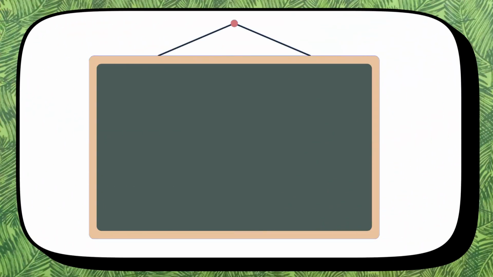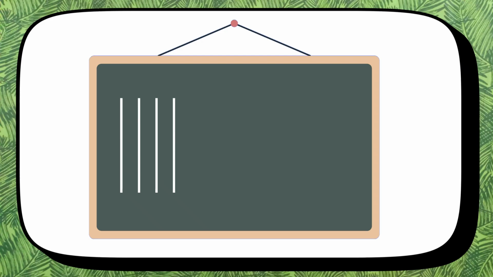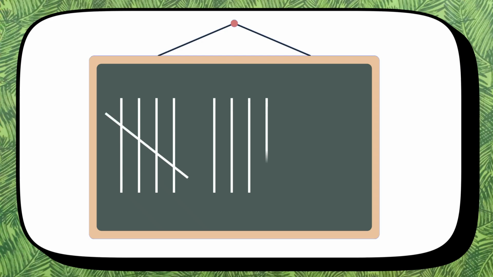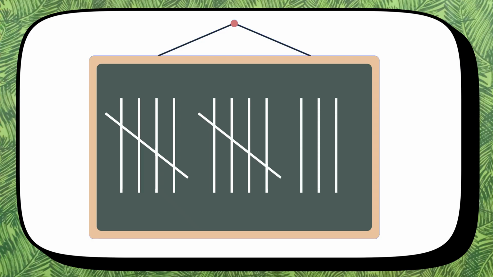Okay, next, let's represent 14 as tally marks. As I draw my tallies, you could draw along on your whiteboard or draw along with your finger in the air. Remember to draw a line across at each group of 5. Pointing fingers ready? 1, 2, 3, 4, 5, 6, 7, 8, 9, 10, 11, 12, 13, 14.